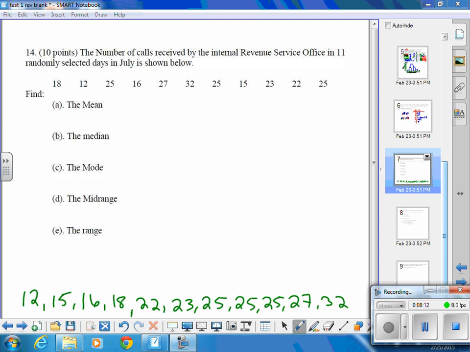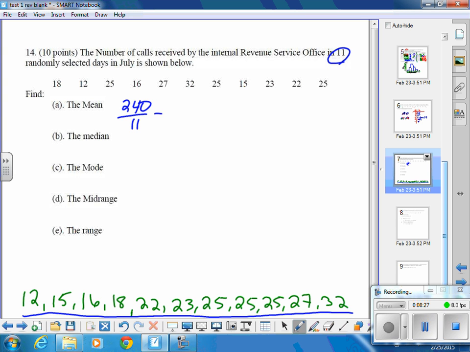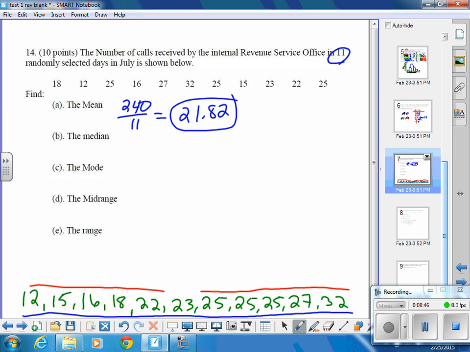Well, the first thing we need to find is the mean. To find the mean, we're going to add up all these numbers and divide by how many there are. Well, there are 11. So I will take that number and divide by 11. So if I add this up, I get 240 over 11, divide it out, and I get 21.82. That's my mean. Okay. Now the median, if I look at this data, I have 11 things. So I need to count 1, 2, 3, 4, 5, and then 1, 2, 3, 4, 5. Which one's in the middle? The number 23. That's my median.